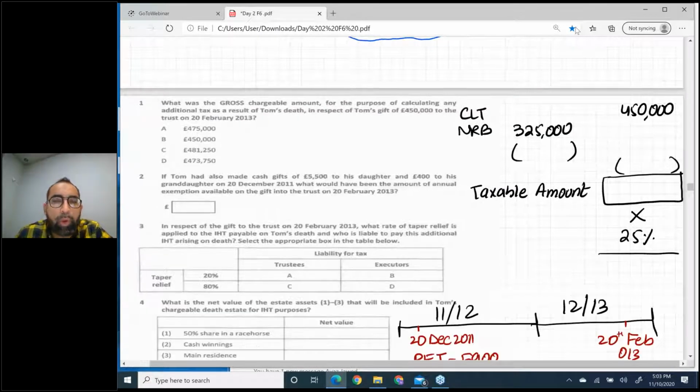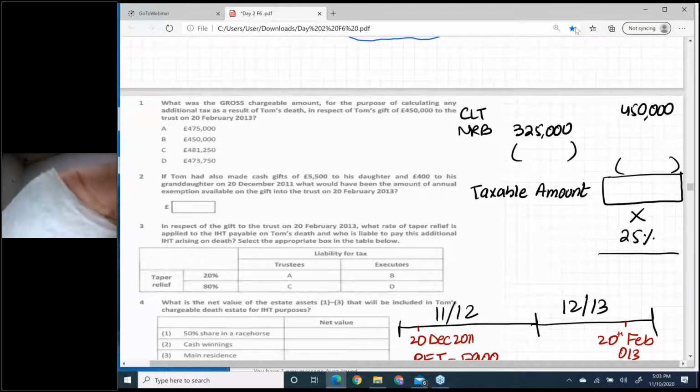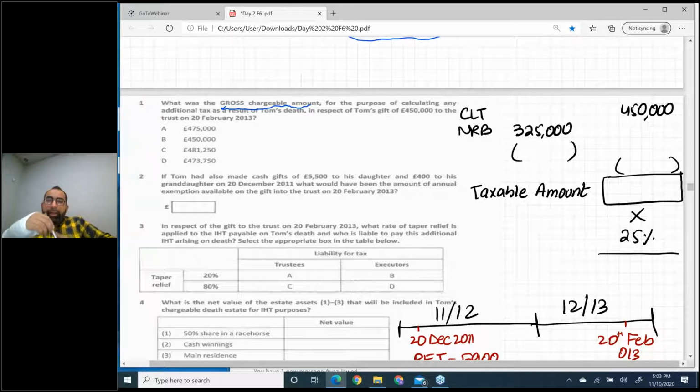See the screen. What was the gross chargeable amount? In my slides, I taught you this. Gross chargeable amount means the amount of gift plus the lifetime IHT on the CLT, the sum of these two. The amount of gift is already in front of you, that is 450,000.